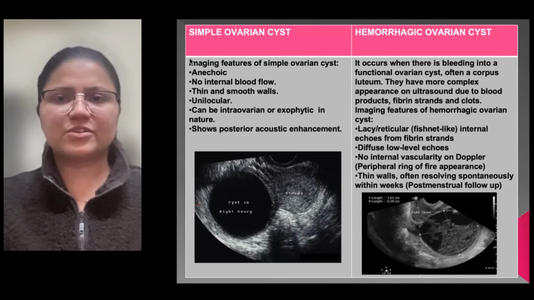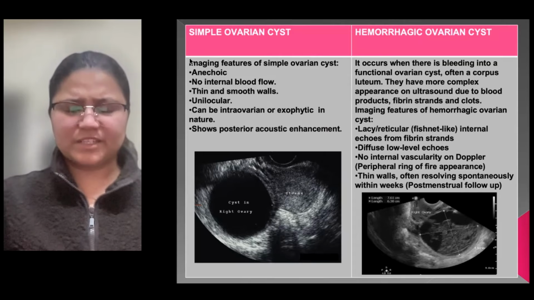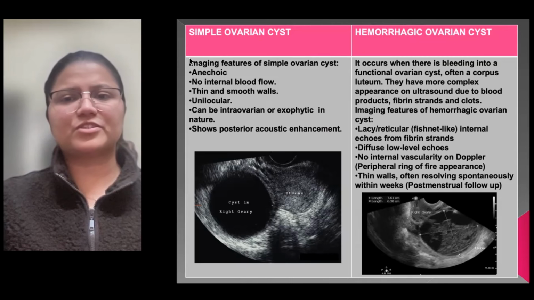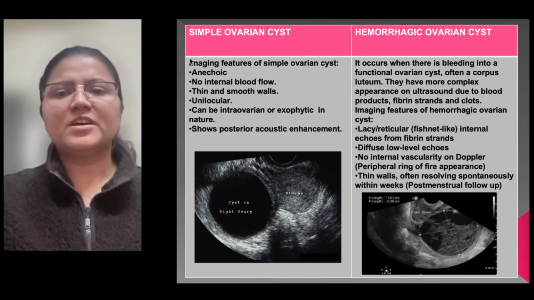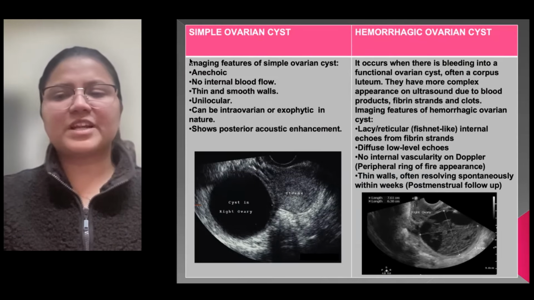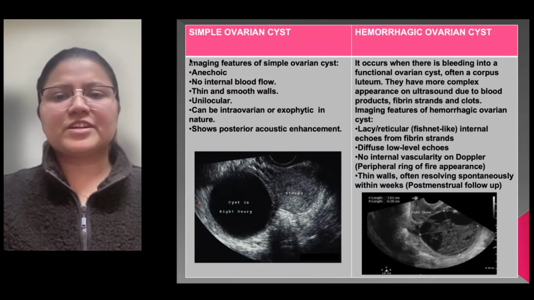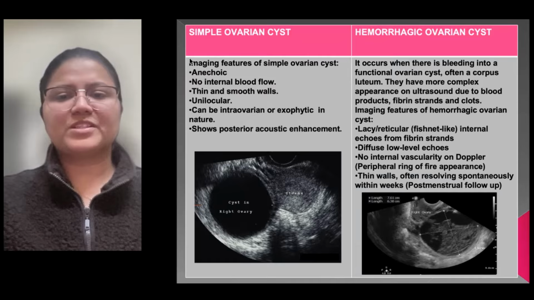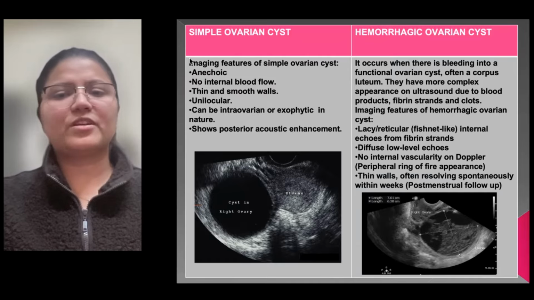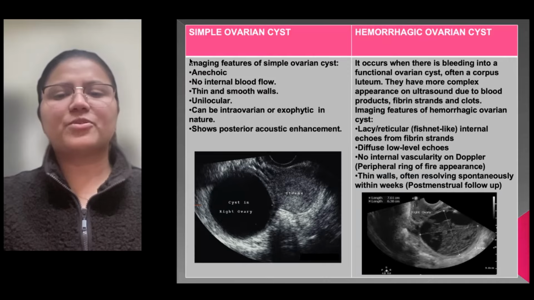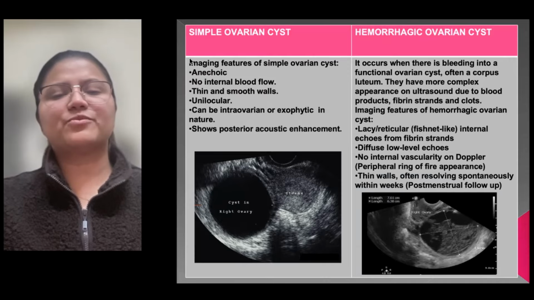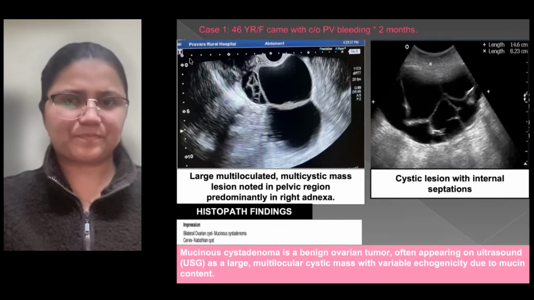Hemorrhagic ovarian cyst usually occurs when there is bleeding into a functional ovarian cyst, which is often a corpus luteum. They have more complex appearances due to the blood products, fibrin strands, and clots. They have fishnet-like internal echoes from the fibrin strands, diffuse low-level echoes, no internal vascularity on color Doppler study, and they are thin-walled and often resolve spontaneously within weeks. Hence, post-menstrual follow-up is given to these patients.